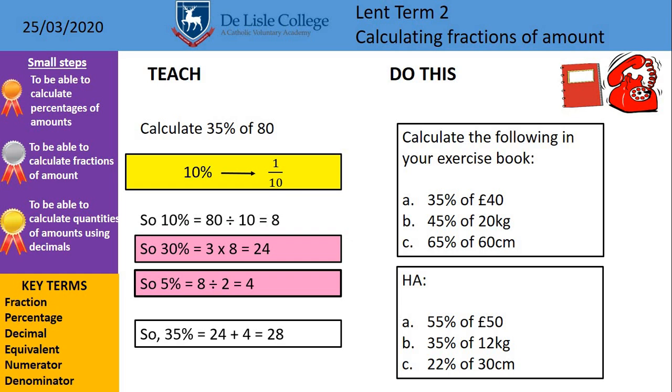Remember, if I wanted to find 2% of an amount, I would find 1% first by sharing by 100, and then I could double this to get the 2%. Pause the video while you have a go at the questions, and when you're ready to mark, resume playing the video. Hopefully you've got the following answers then. They're appearing on your screen now so that you can mark your answers.